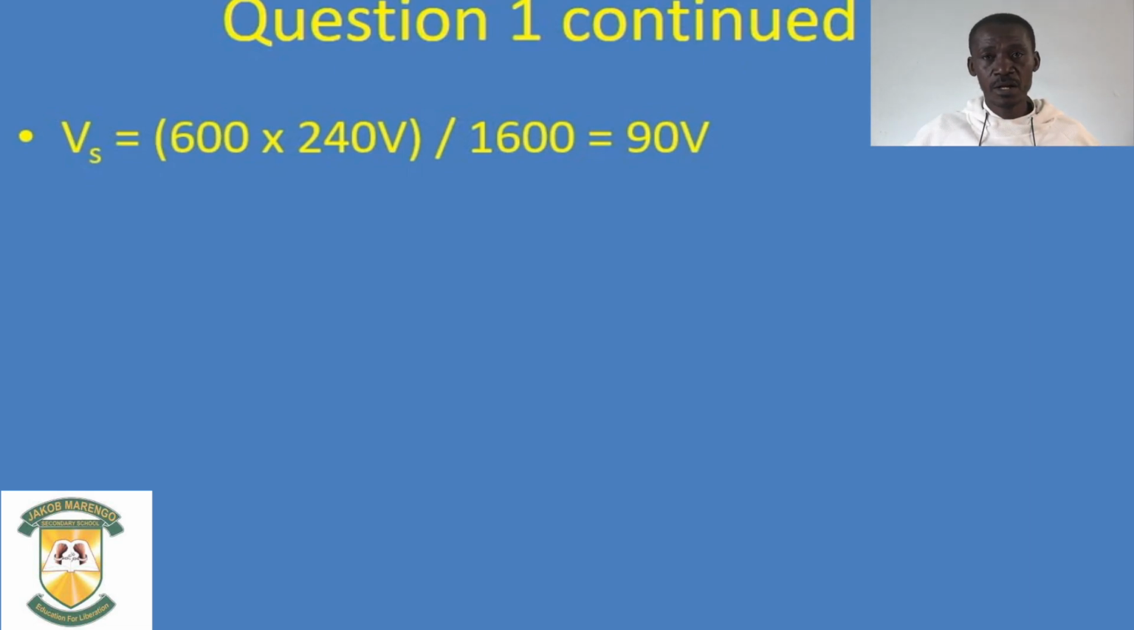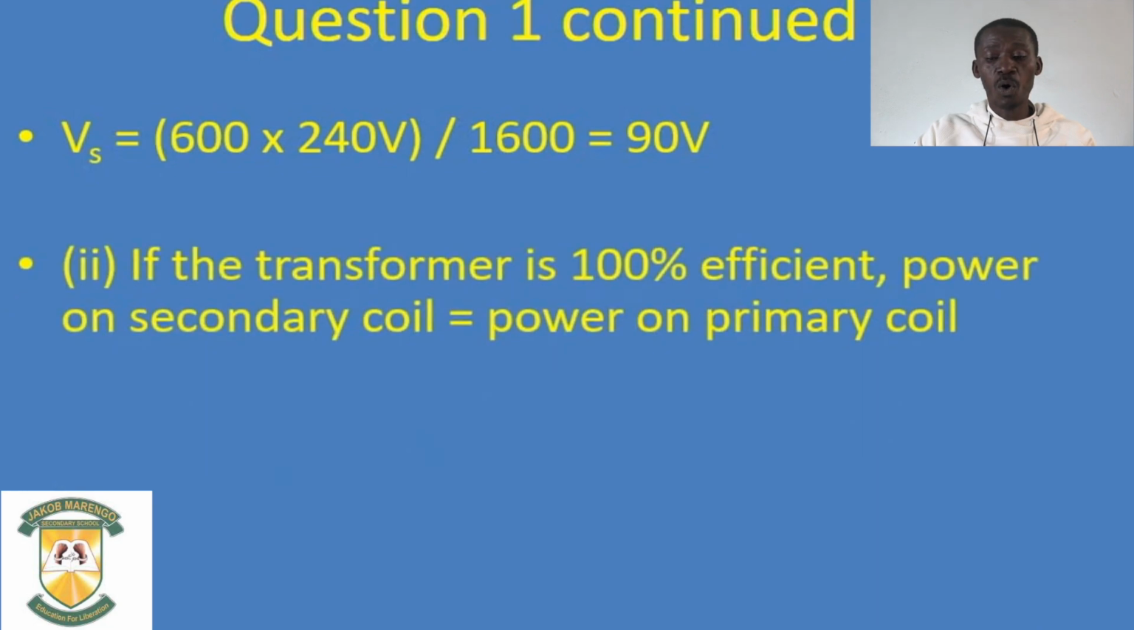Question number 1C, Roman 2. Calculate the electrical current in the primary coil if the secondary coil has a current of 5 amps, assuming that the transformer is 100% efficient. For a transformer that is 100% efficient, we expect the power on the secondary coil to be equal to the power on the primary coil.